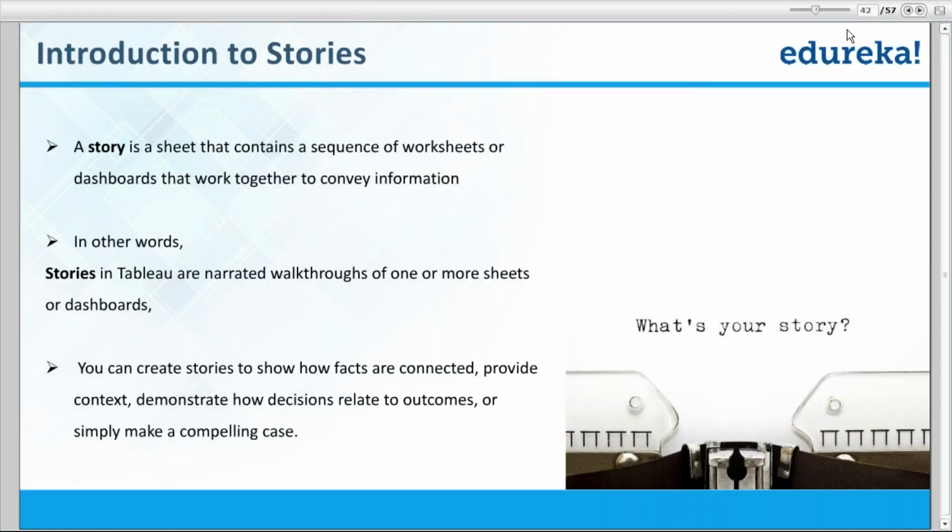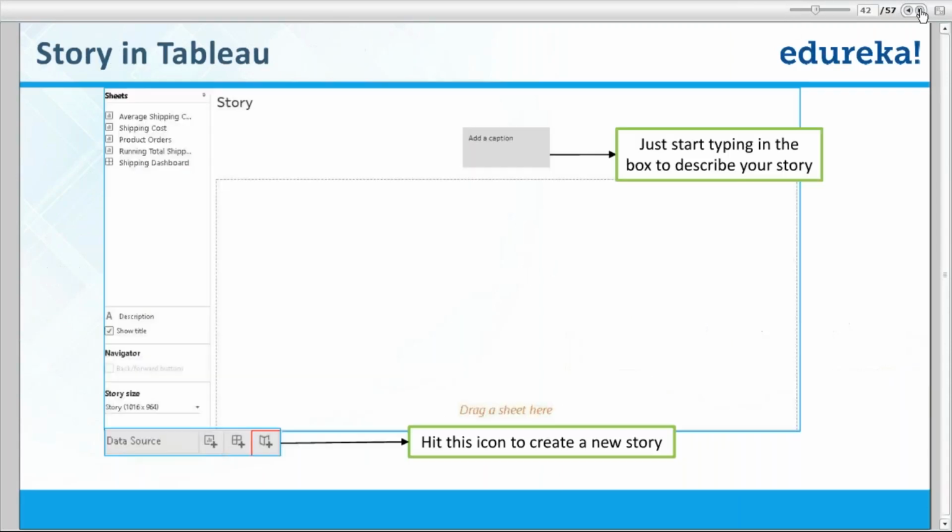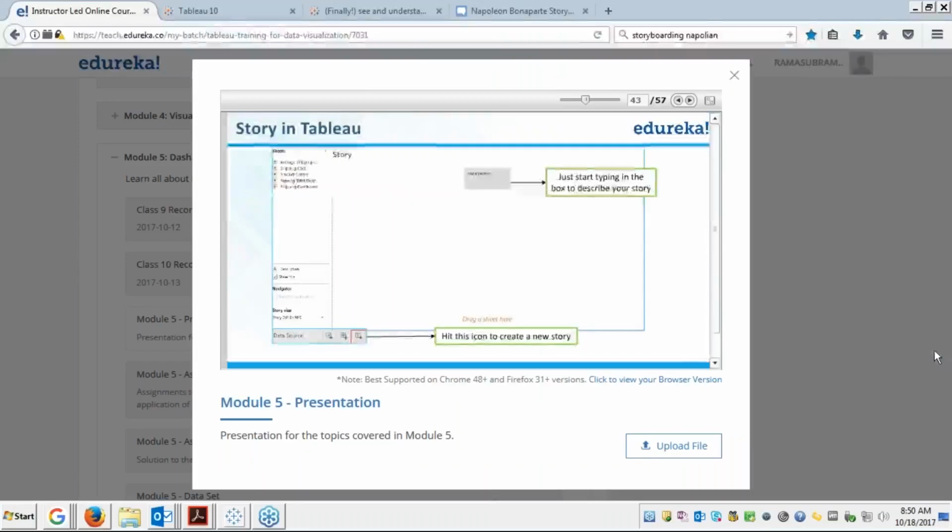So this one is the story. A story is a sheet that contains a sequence of worksheets or dashboards that work together to convey information. Stories in Tableau are narrated walkthroughs of one or more sheets or dashboards. You can create stories to show how facts are connected, provide context, demonstrate how decisions relate to outcomes, or simply make a compelling case. That's what you can do using a story.